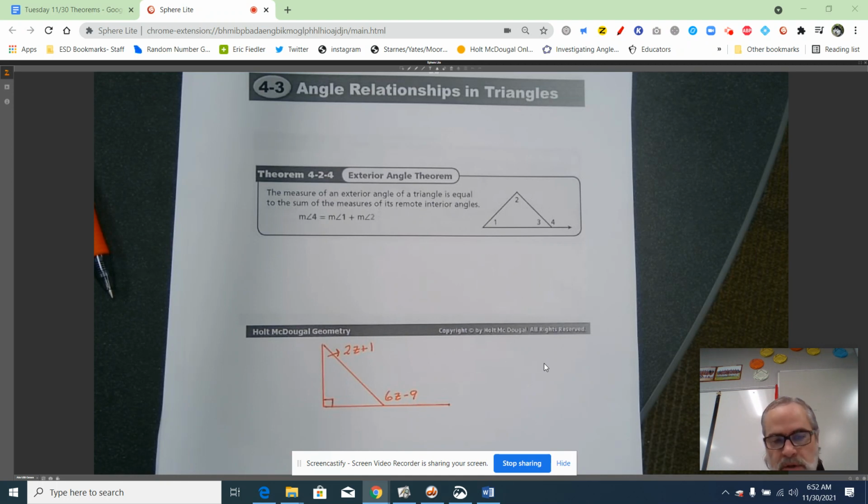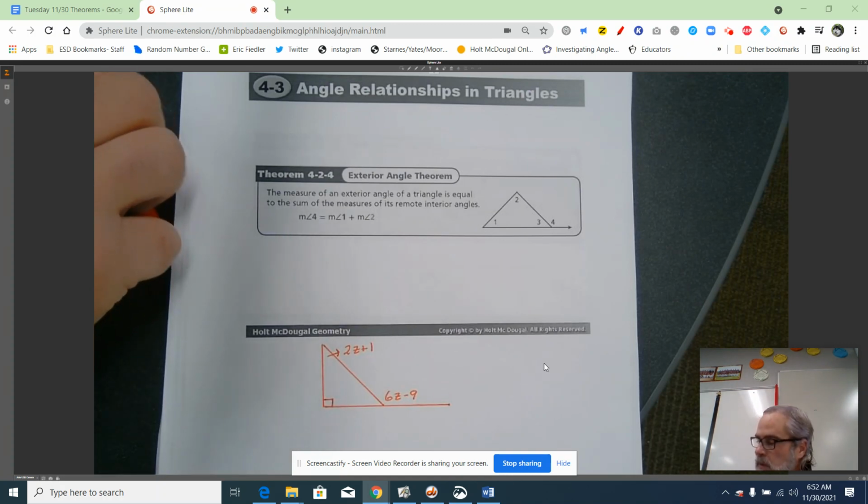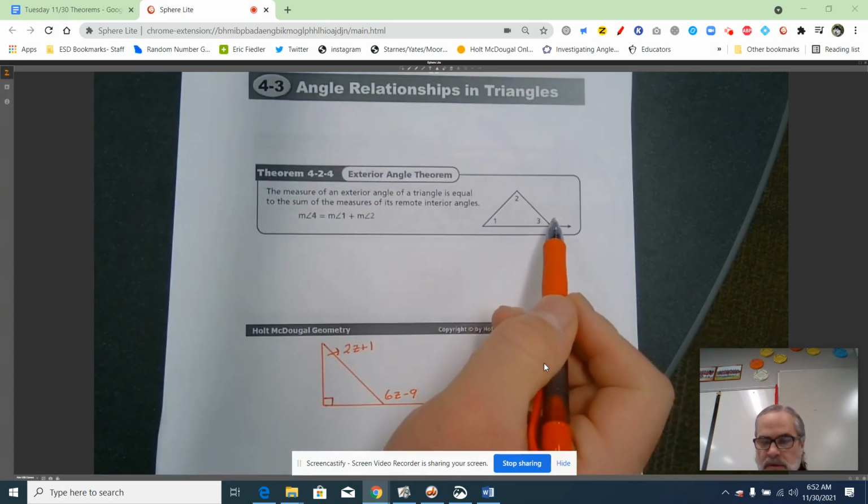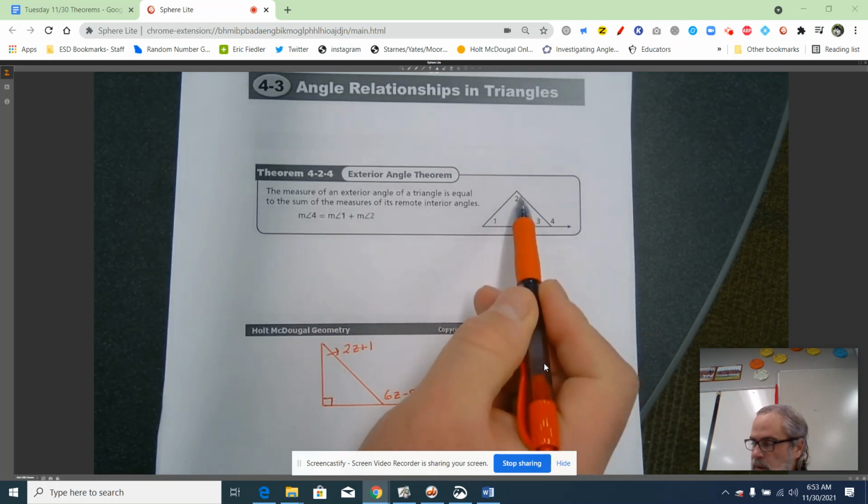First one's the trickiest of the two. The second one I'm almost just barely going to mention. This first one I want to show you an example of. It's called the exterior angle theorem. It says the measure of an exterior angle of a triangle is equal to the sum of the measure of its remote interior angles. And up here they say that the measure of angle 4 is equal to the measure of angle 1 plus the measure of angle 2.